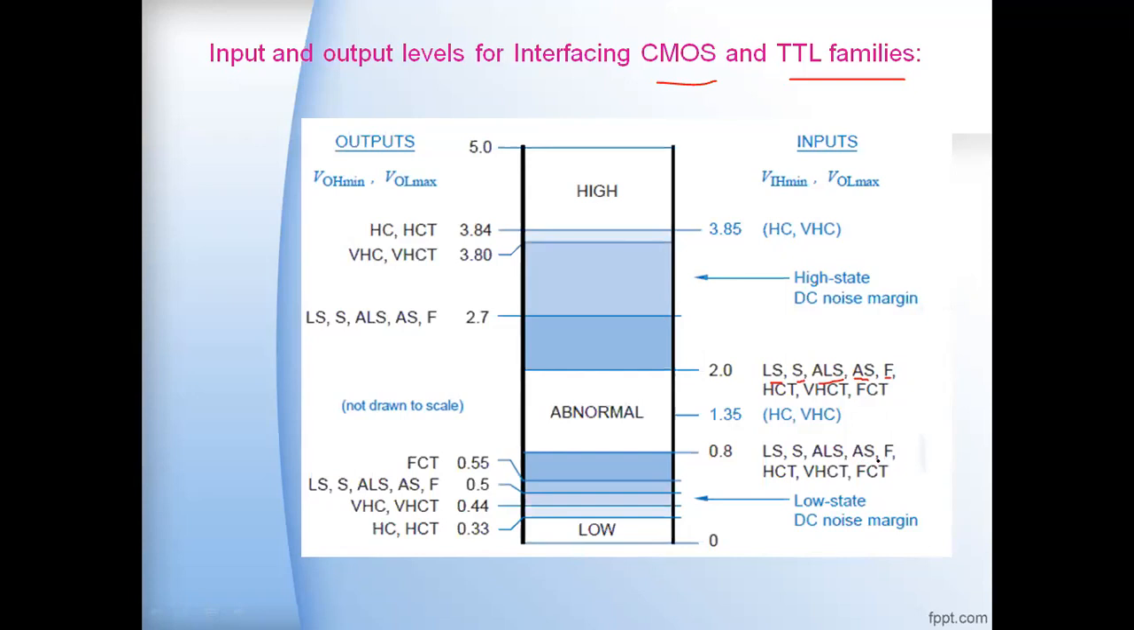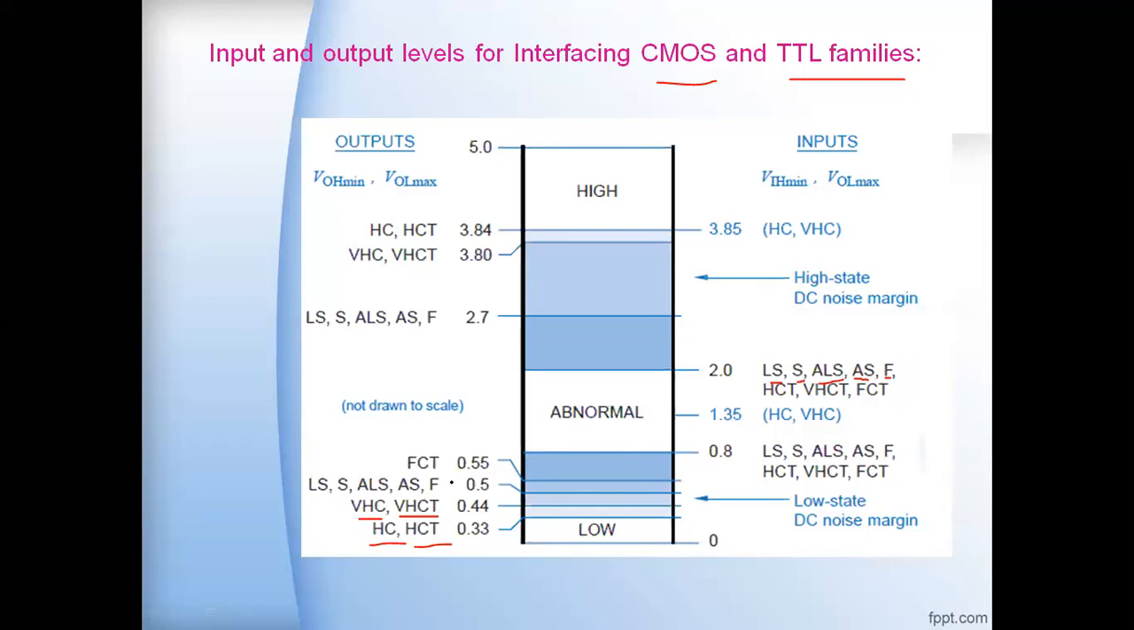These are the different TTL logic families, isn't it? And if you see the CMOS logic families, what are the CMOS logic families we have? The CMOS logic families, see here, HC. HC means high speed CMOS. HCT means high speed CMOS TTL compatible. VHC, very high speed CMOS, and VHCT is very high speed CMOS TTL compatible.